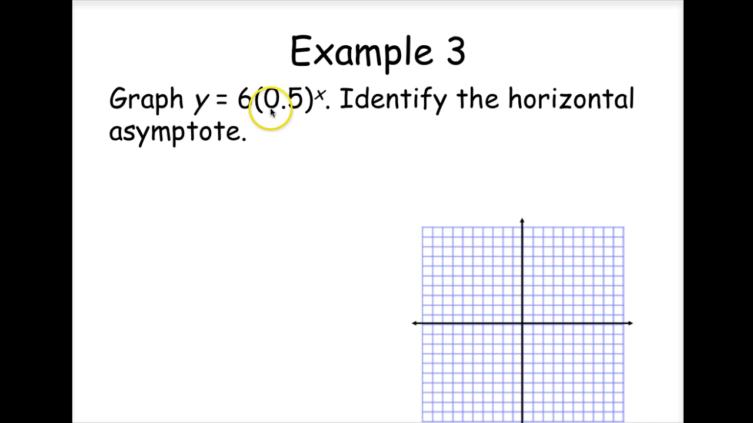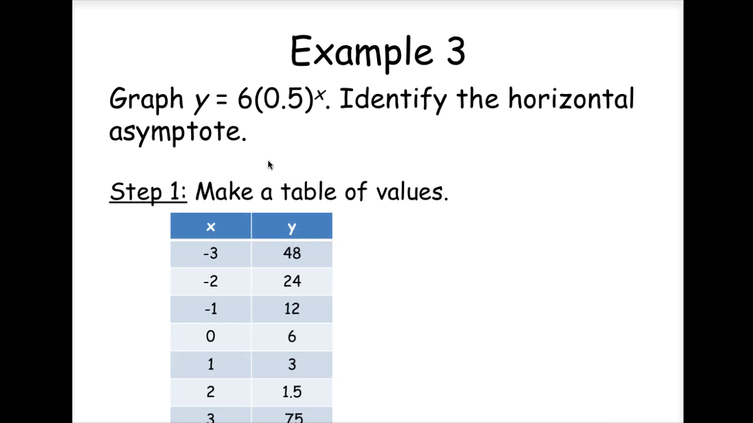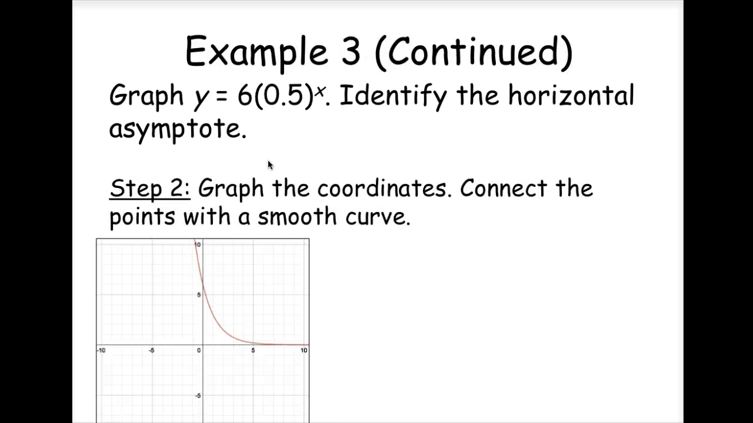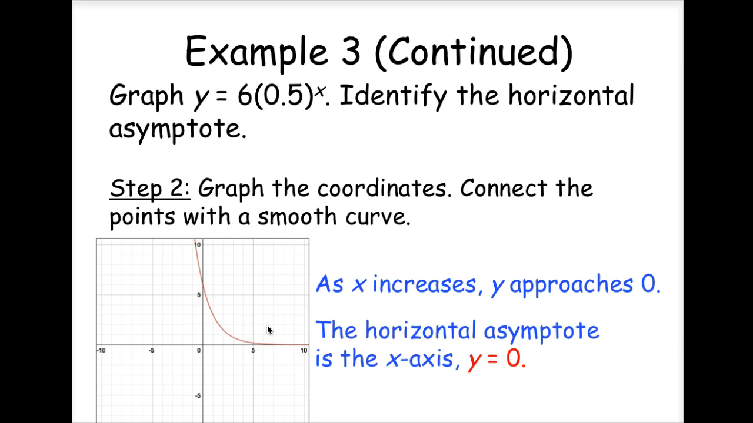Graph y is equal to 6 times 5/10 to the power of x and identify the horizontal asymptote. First of all, we make a table of values. Then we graph the coordinates and connect the points with a smooth curve. And notice that we get closer and closer to the x-axis, but we never quite touch it. So as x increases, y approaches 0. So the horizontal asymptote is the x-axis, where y is equal to 0.